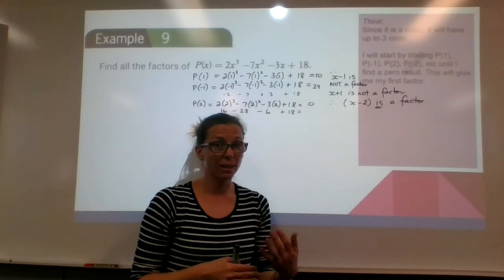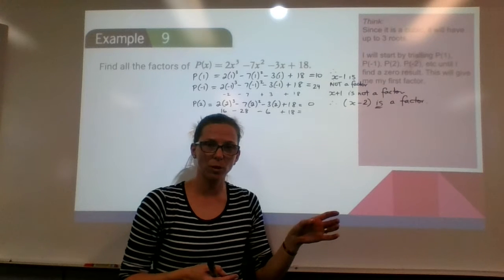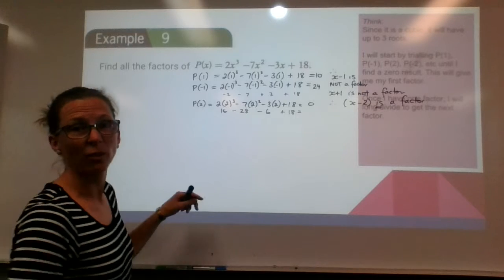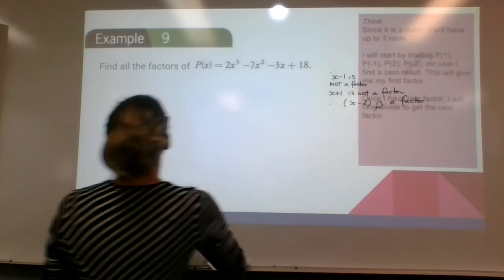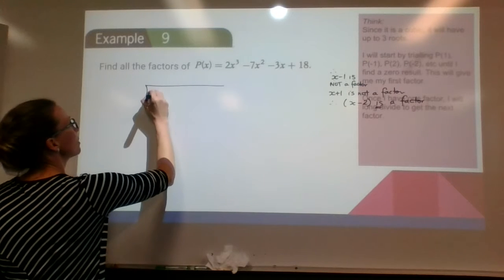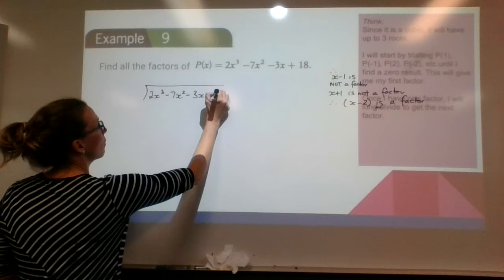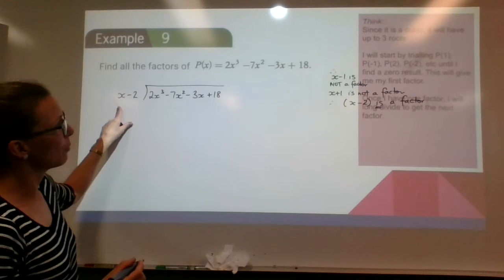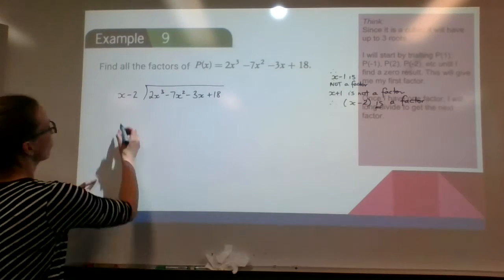Now, in order to find my next factors, because I'm trying to find 2 more, I'm going to have to do polynomial long division. So I'll just rub out this so I've got a little bit of space. All right. So we'll go through our long division process. Okay, so I'm going to be dividing it by that factor that I identified by using that factor theorem. So let's go through the motions.